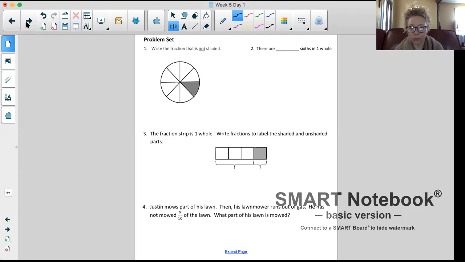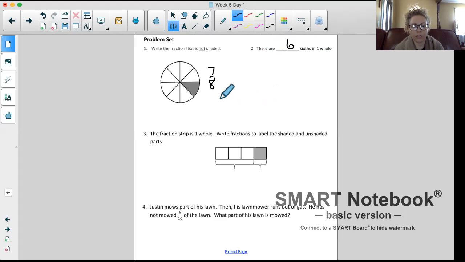Okay, so you just paused the video and you finished your problem set. Write the fraction that is not shaded. So these are 1, 2, 3, 4, 5, 6, 7, 8. These are eighths. 1/8 is shaded. So 7/8 are not shaded. Number 2 is over here. There are blank sixths in one whole. There are 6/6 in one whole.